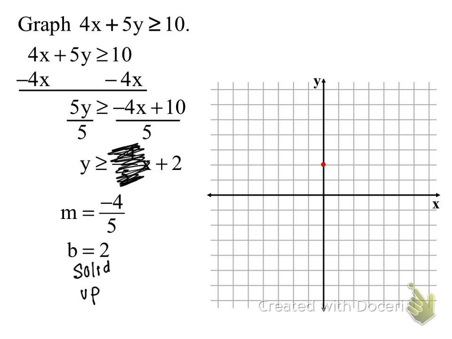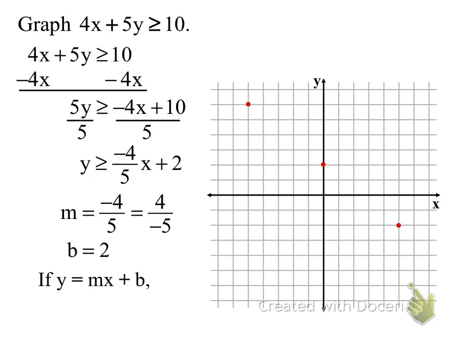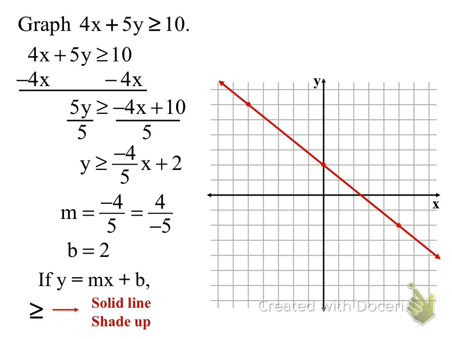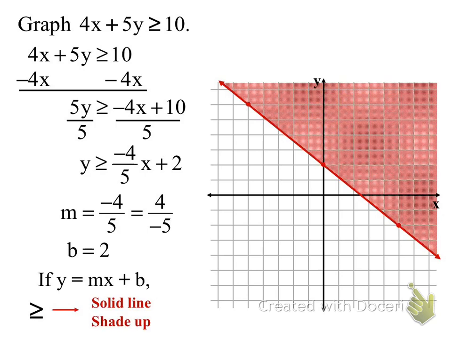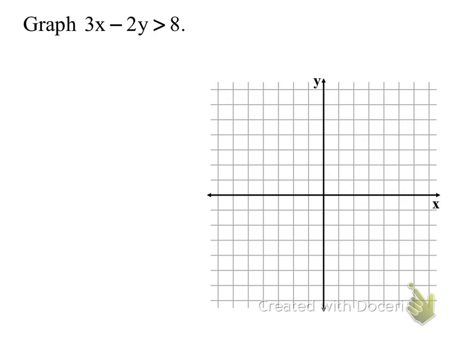Okay, so we plot our first point, which was 2, and then I'm going to go down 4, right 5, or up 4, left 5. Okay? We said it's a solid line, so we'll go solid, and you guys agree we're shading up? Is everybody understanding that? Yeah. Okay, moving on. Try the next one.